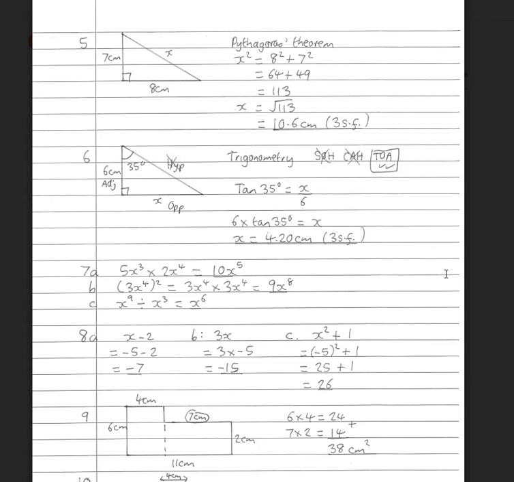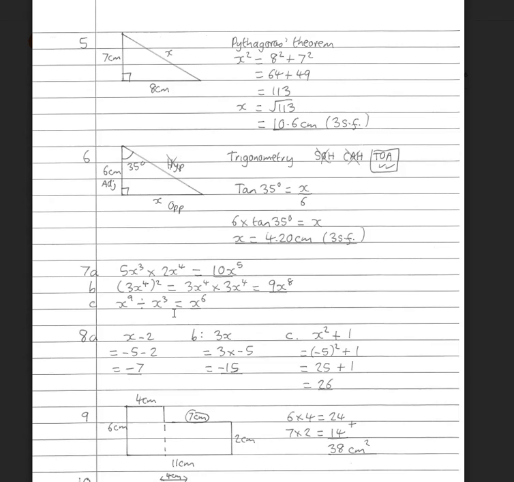You use your formula triangle, and you can work out that x is the adjacent times tan of the angle. Remember, the formula triangle is in your books. You cover up the thing you're trying to find out. What's left is your formula.